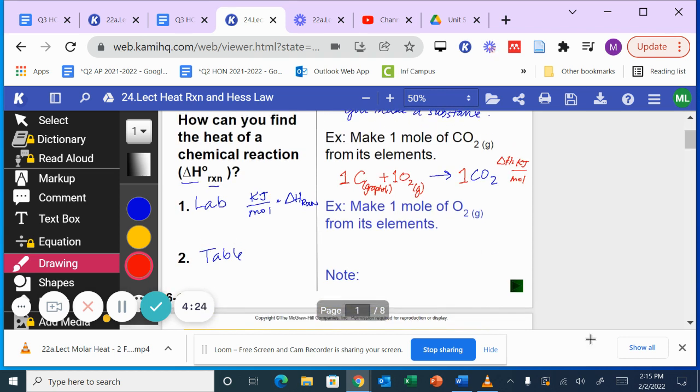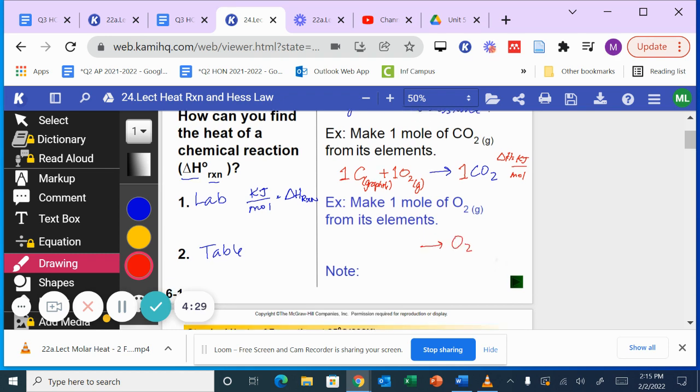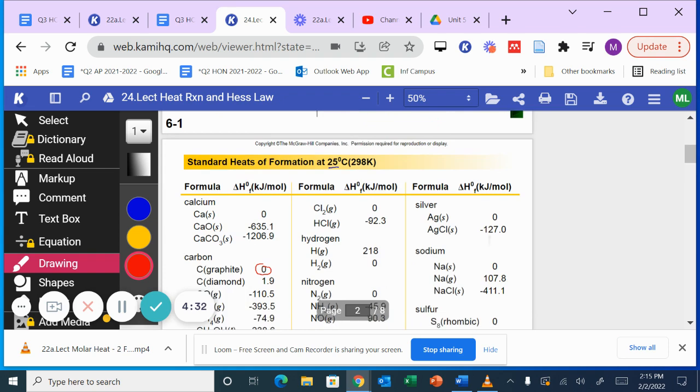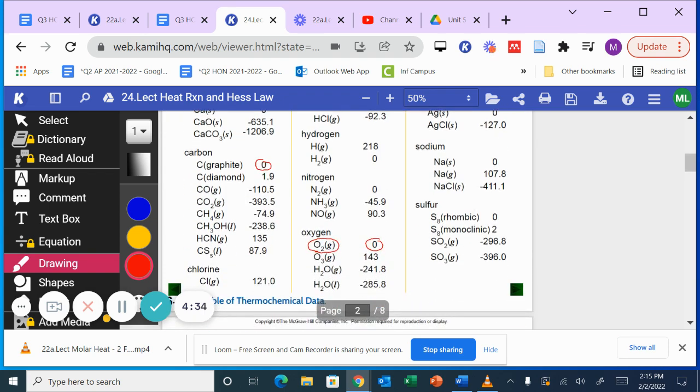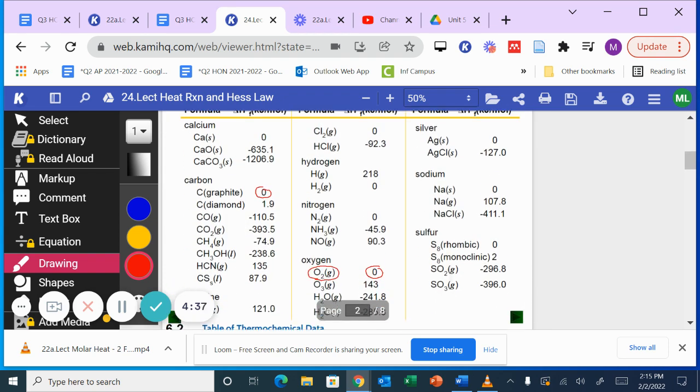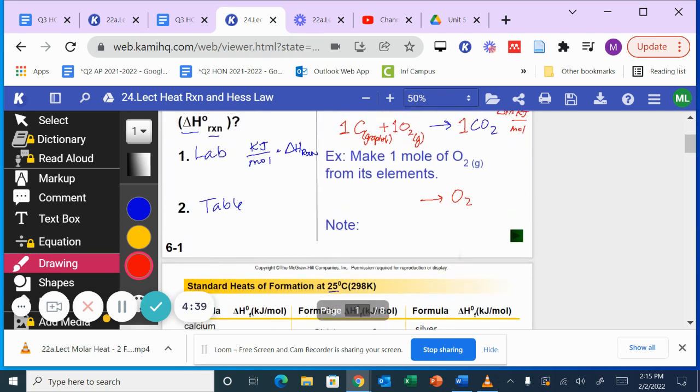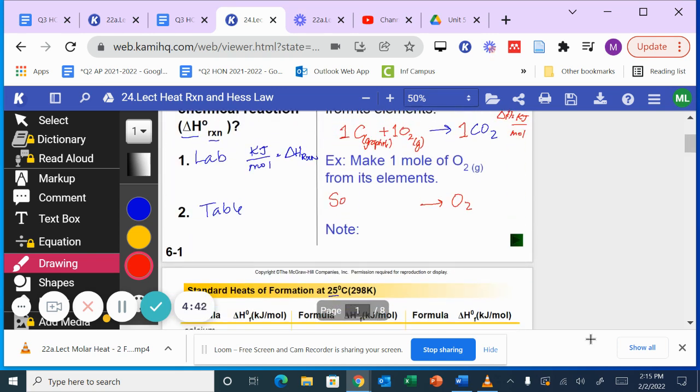Okay, here's another example. Let's make 1 mole of O2 from its elements. So I want to make O2. When I look at the chart, O2 is already O2 and it took 0 energy. Okay, so it is already O2 gas on Earth. So it took 0 kilojoules to make it.